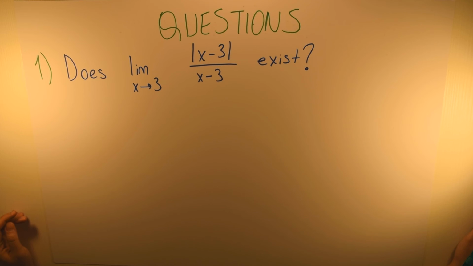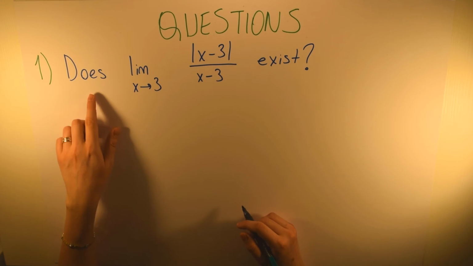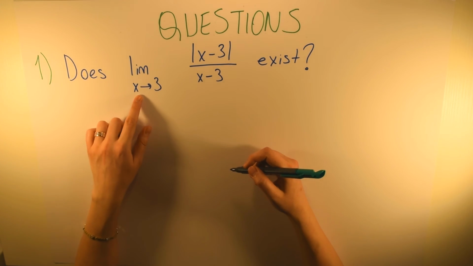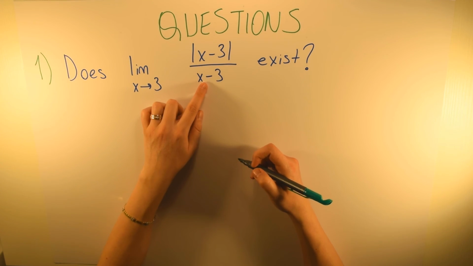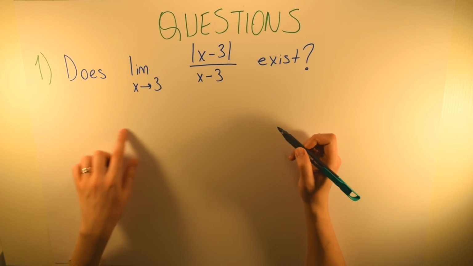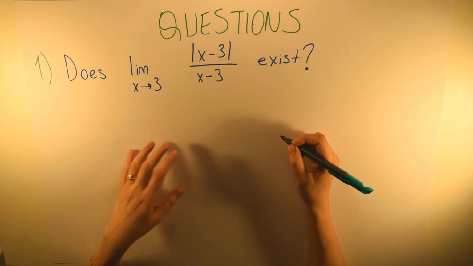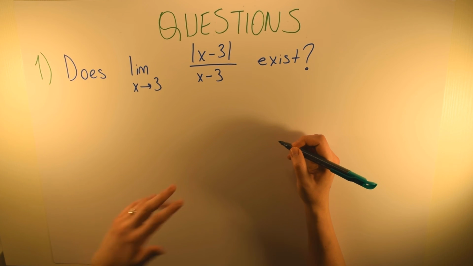Now let's begin our questions part. In the first question we have, does the limit as x approaches 3 of the absolute value of x minus 3 over x minus 3 exist? So we should look at its left-hand and right-hand limits.